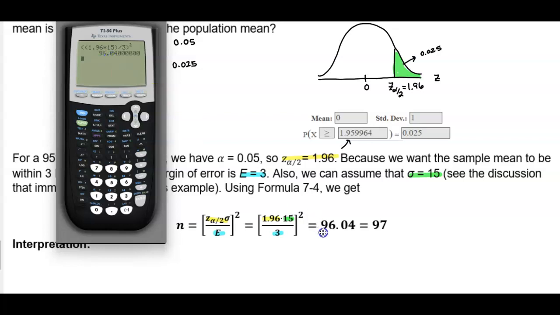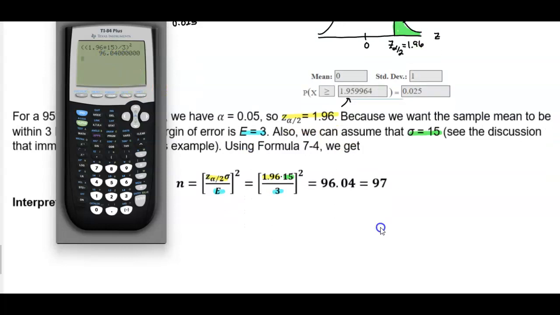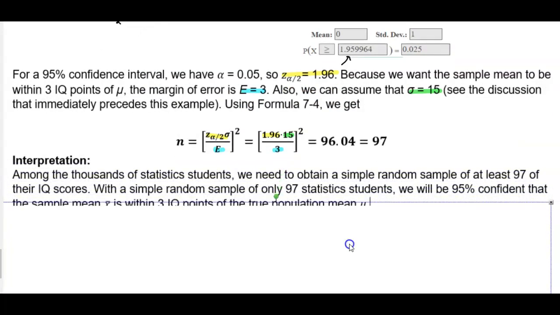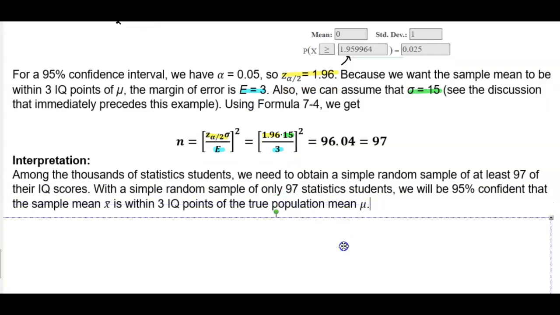Now remember that with a sample size, we always need to round up, so we round that up to be 97. So the interpretation would be the following. Among the thousands of statistics students, we need to obtain a simple random sample of at least 97 of their IQ scores. With a simple random sample of only 97 statistics students, we will be 95% confident that the sample mean is within 3 IQ points of the true population mean.